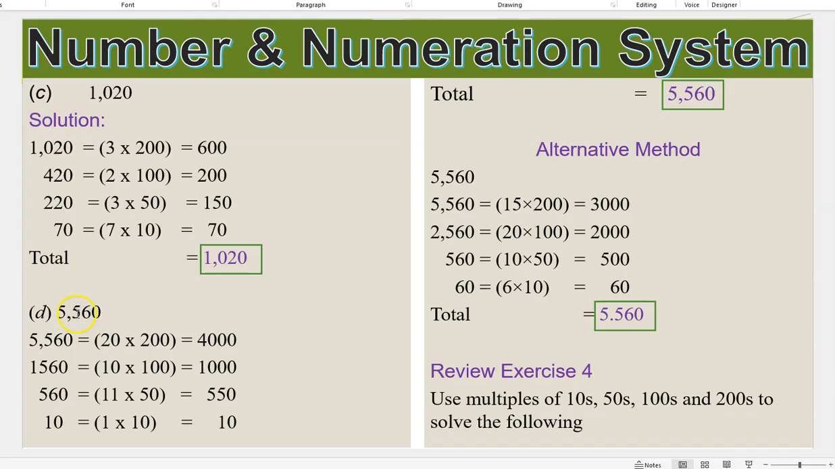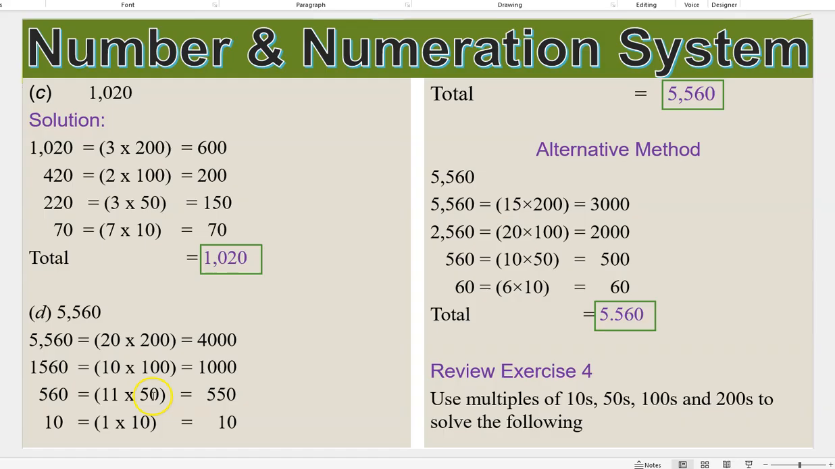D, we have 5,560. How many 200s do we need? 20. So when we multiply 20 by 200, it gives us 4,000. 4,000 subtracted from 5,560 gives us 1,560. How many hundreds do we need? We need 10. 10 by 100 gives us 1,000. When we subtract 1,000 from 1,560 gives us 560.